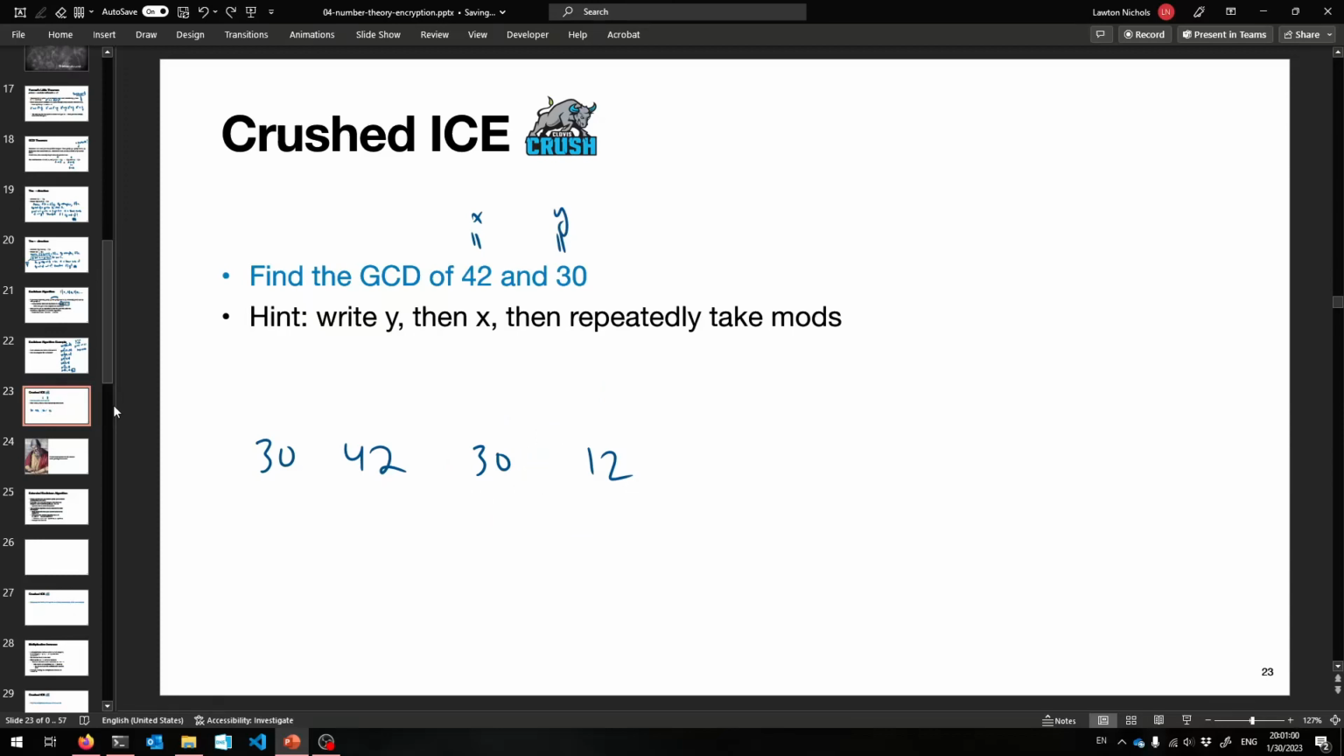30 mod 12, 12, 24, I think it's 6. Yeah, there's 6 left over, so the answer there is 6. And now this is the new x, this is the new y. What's 6 mod 12? That is 0, and that's my stopping condition. That's not the answer, that's just the old y when I did that. Now, the GCD of 0 and 6 is just 6. And so that's how you solve it, by just writing a line of numbers.